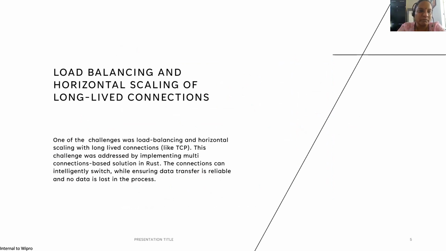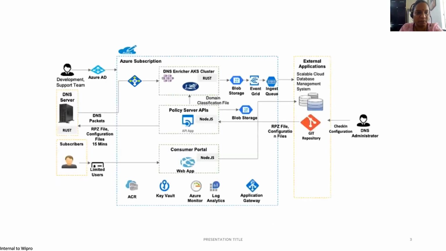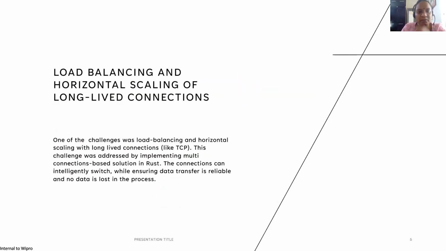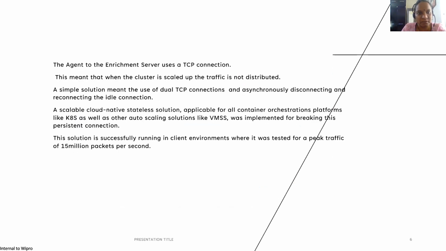Instead of one persistent connection, we went with dual connections. Basically, instead of one connection between the agent and the enricher, we went with one active connection and one passive connection. Whenever an agent wanted a connection to the enricher, it would request a connection. This is a normal TCP connection.